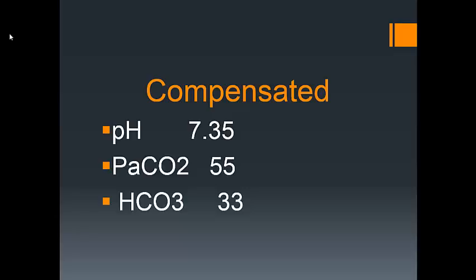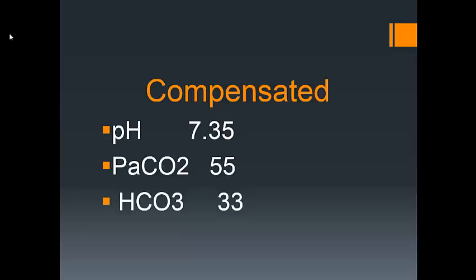Compensated, meaning our pH is normal now. It is 7.35. Our PaCO2 is 55, which is acidotic for a CO2 level, and our bicarbonate is 33, which is high, which is alkalotic. Now, you're saying our pH is normal, so how do we know if it's acidotic or alkalotic? Because which side of the 7.40 value does it fall? It falls lower than 7.40, meaning it is acidotic, even though it is still in the normal range.